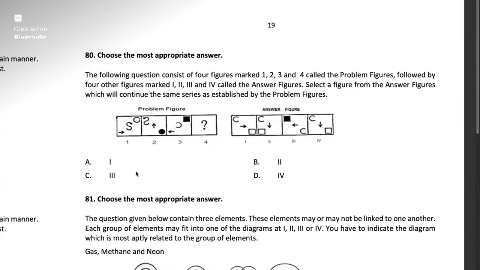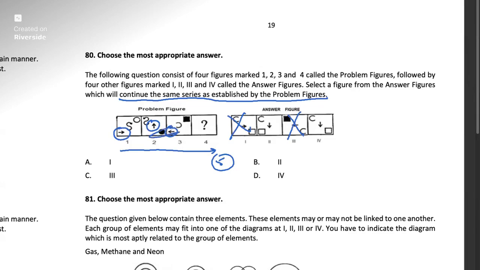So basically it's a question of series. What will come in figure 5? This is what they have asked, which will continue the same series. Let's focus only on each of the elements first. The arrow is pointed right, up, left. So obviously this time it will come down. If this time it will come down, this option is gone and this option is gone. Right? Yes, sir. So we have only two options possible right now, that is 2 and 4.